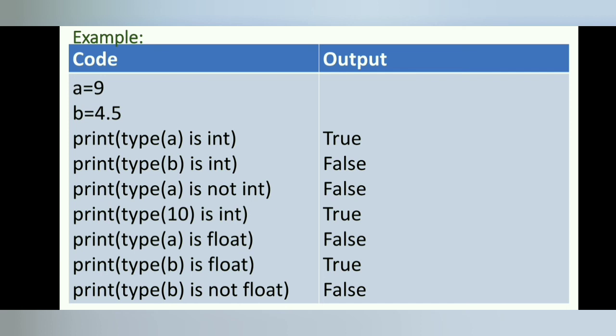The output of print type b is float will be true because both operands are of the same data type. Here b is a floating point number. The output of print type b is not float will be false because both the operands are of the same data type. Here b is a floating point number. The is not operator returns true if both operands are different data types. It is false otherwise.